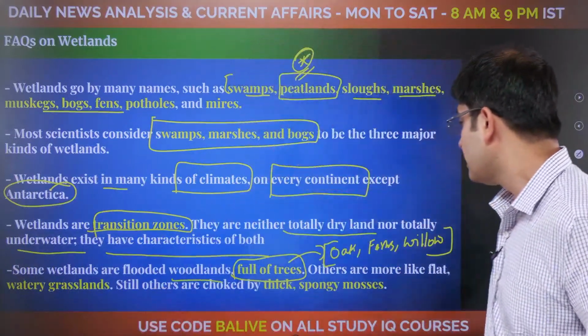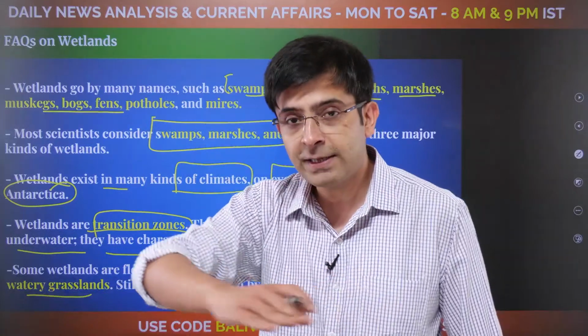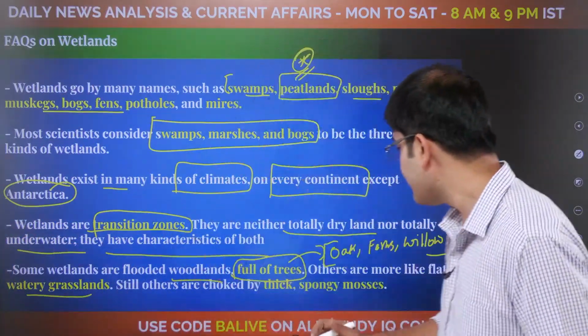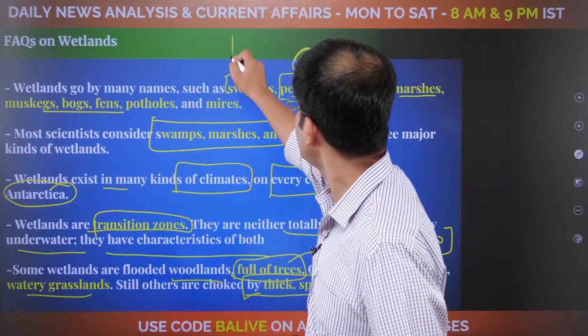All right. At the same time, you have watery grasslands also. So there is no particular vegetation. It's a swamp. It's water. Plus it's got some hyacinth or some sort of outgrowth that is also present. At the same time, you also find something like a thick spongy moss, which is essentially peatlands. You must have heard of this, peatlands.